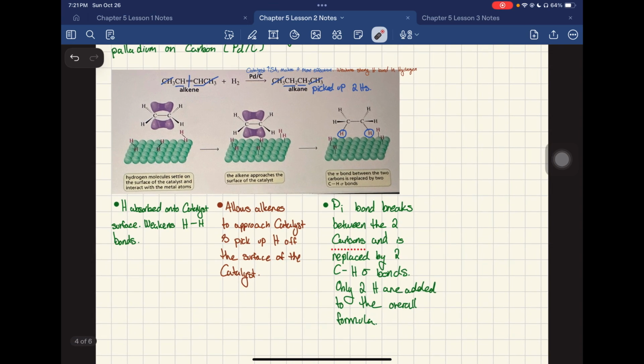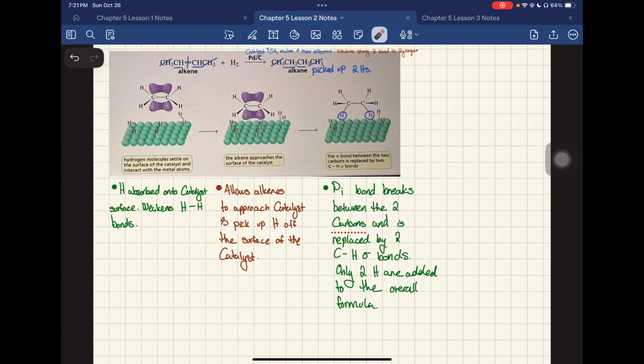Now to explain what's going on right here, we have my notes, but first, hydrogen is absorbed onto the catalyst surface, which weakens the hydrogen-hydrogen bonds. It then allows the alkene to approach the catalyst and pick up hydrogens off the surface of the catalyst, right? So initially it's here, then the hydrogen is absorbed onto the catalyst and it weakens the hydrogen-hydrogen bonds. The alkene, right, then comes down and picks up the hydrogens off the surface.